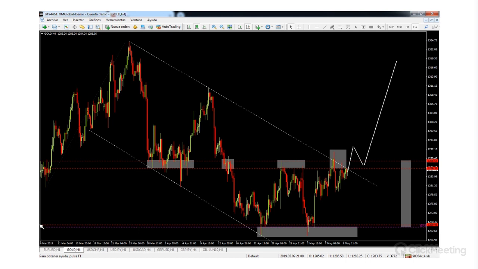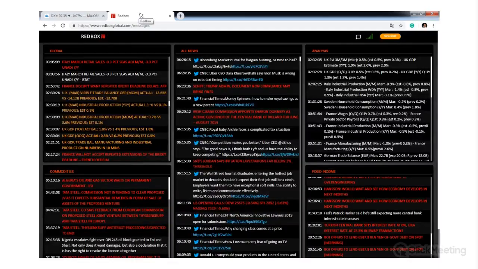Now, this is the technical side of the gold chart. But what we're going to do right now is look at the US dollar index chart. All right, let's have a look at the US dollar index chart.